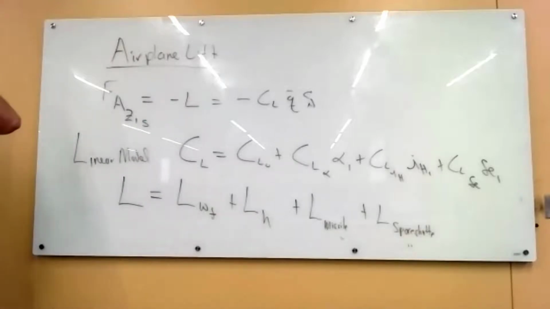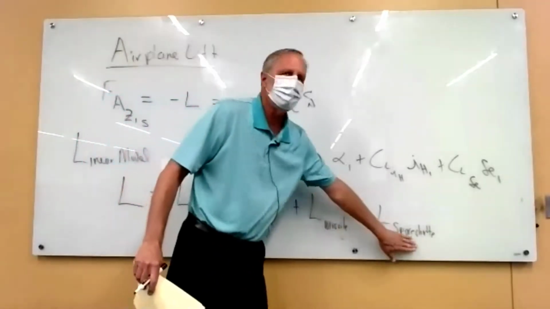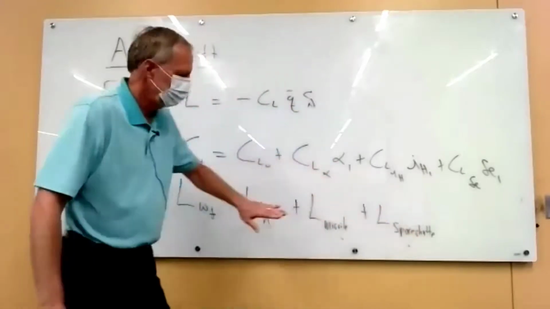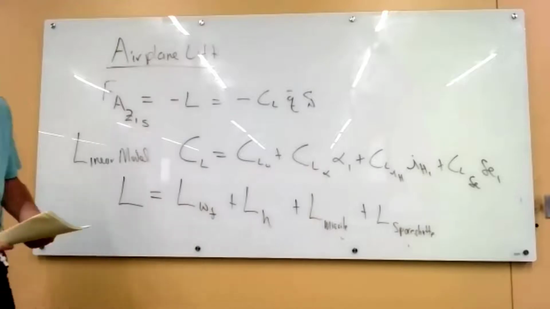If there's an interaction between the two, then you have to add some extra terms to account for that, because you can imagine that the lift of the space shuttle being on top of the 747 is going to affect the lift of the main wing of the airplane, right?